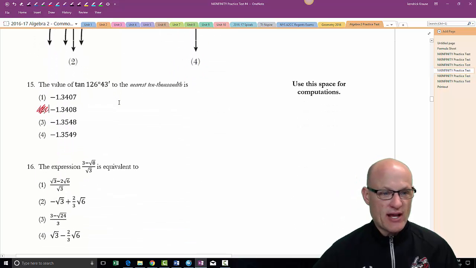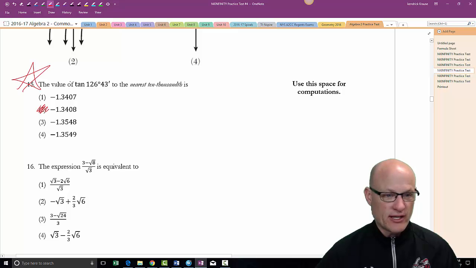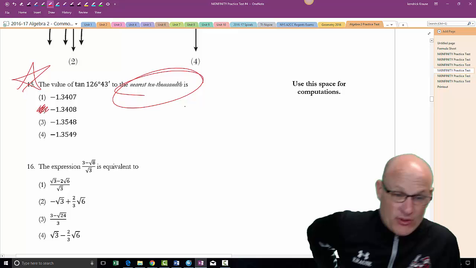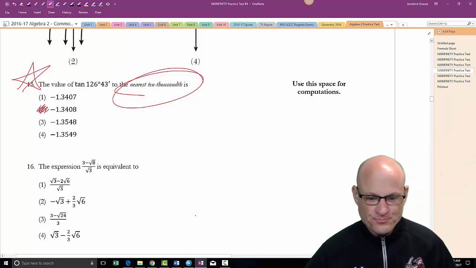Which one is next? So that one I know I got right. Don't have to look at it. The rounding. Just be careful with that one. Check that rounding. Highlight the rounding stuff. Check it.